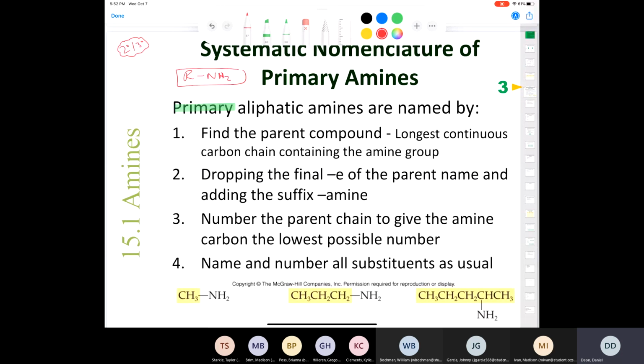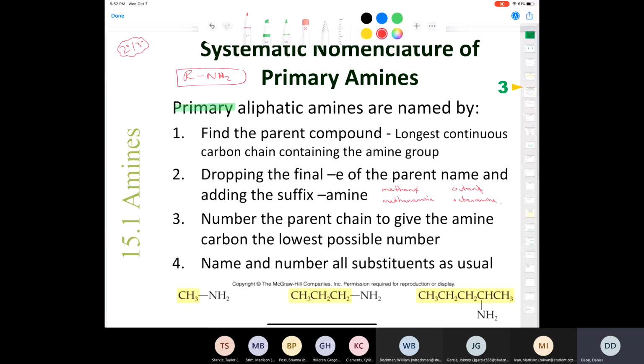The first thing we're going to do is find the parent compound. That's the longest continuous carbon chain that contains the amine group. Then we're going to drop the E of the parent name and add the suffix amine. So methane, for example, you would drop the E and that would become methanamine. Give me another one. If you had, I don't know, octane, you drop the E and that would become octanamine. Sometimes people will pronounce it octanamine or methanamine. I could just call it octanamine, methanamine, ethanamine, propanamine, butanamine, and so on and so forth.